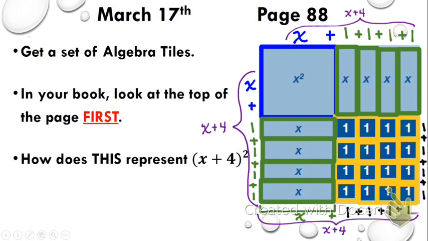So how does this arrangement of tiles represent this idea right here? If you multiply the length times width, you get x plus 4 squared. Length times width gives me area. If I look at the length of this rectangle, it's x plus 4.